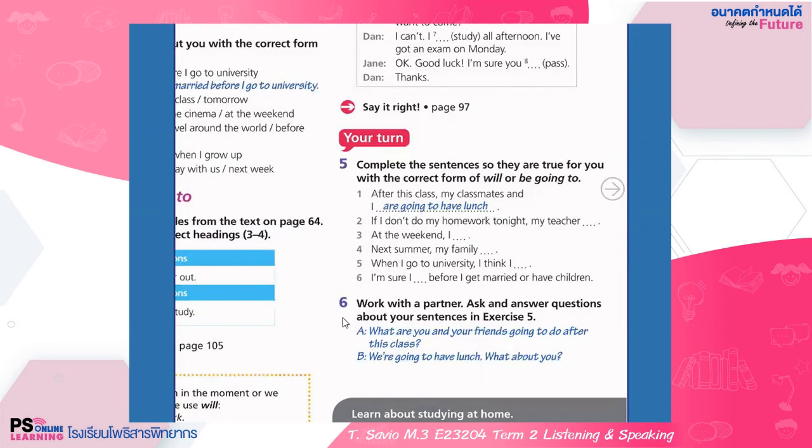Exercise 6. Work with a partner. Ask and answer questions about your sentences in exercise 5. What are you and your friends going to do after this class? We're going to have lunch. What about you? So, this is an example for number 1. So, according to your sentences, try to ask questions and give a reply. So we can practice this once we are back in the classroom.